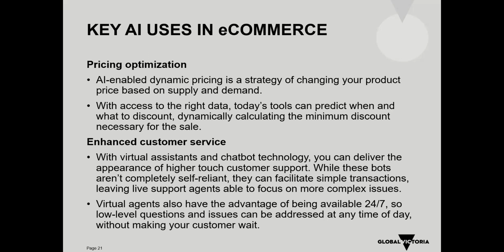Doing that adjustment is a really cumbersome process, and it means you need to be aware of what is happening in and around your market sector on the platform if you're not selling through your own website all the time. If you have an AI application, the AI will keep track of it all for you, and based on the parameters that you've set for the AI, it will automatically adjust your prices. With access to the right data, and the key here is, of course, the right data, because it's all about what you input into the system, tools can predict when and what to discount, and they can dynamically calculate the minimum discount that is necessary for the sale to occur.